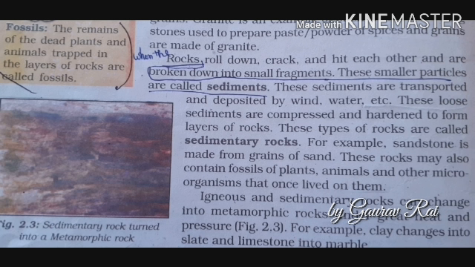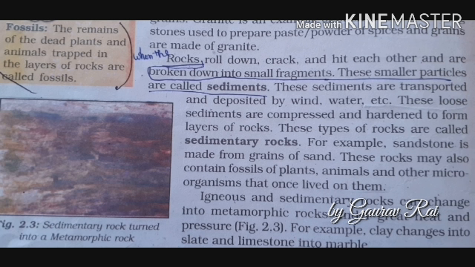sediments are compressed or collected in a place, compressed and hardened one after another. In this pattern, they are compressed in a place, hardened to form layers of rocks, and they take the form of layers of rocks. These types of rocks are called sedimentary rocks. Compressed because of water, wind.